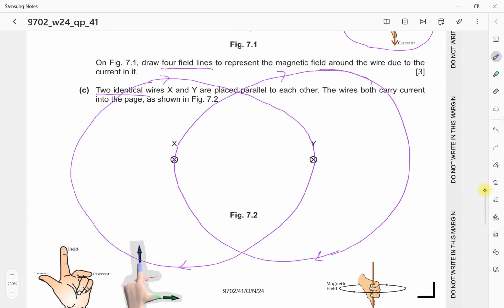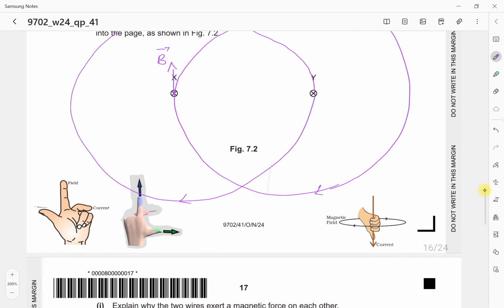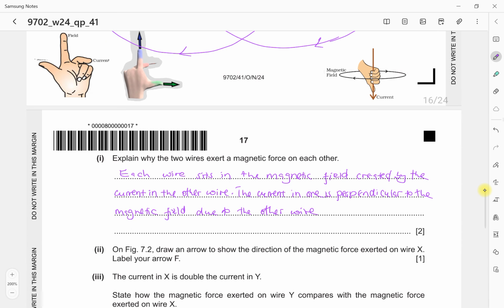For example, if we consider wire X, the magnetic field created by wire Y at wire X is a tangent in that direction. So this is the direction of the magnetic field. Yet the current is into the page. So the magnetic field is perpendicular to the current. So the current in one wire is perpendicular to the magnetic field due to the other wire.